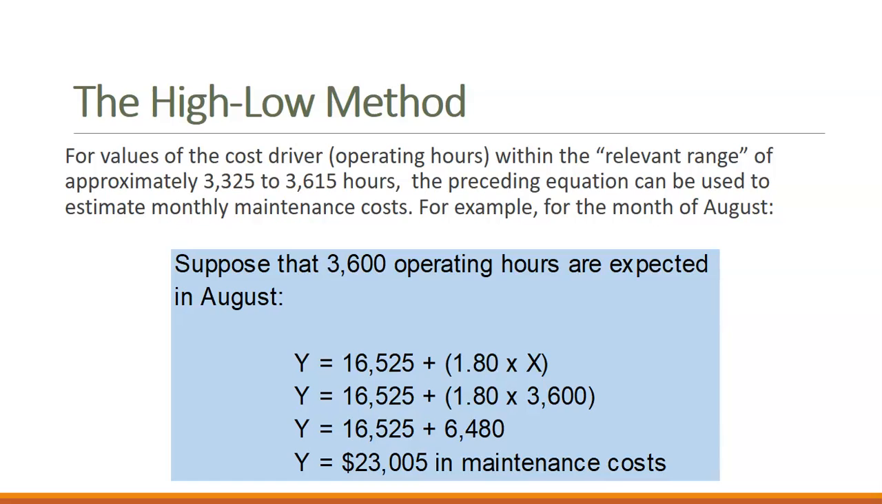So this is operating hours within our relevant range. Our relevant range is approximately 3,325 hours to 3,615 hours. We can use this equation to estimate our monthly maintenance costs. So we're going to estimate that for the month of August, if we anticipate 3,600 hours being used, that we would have $23,005 in maintenance costs using the cost equation we just calculated.